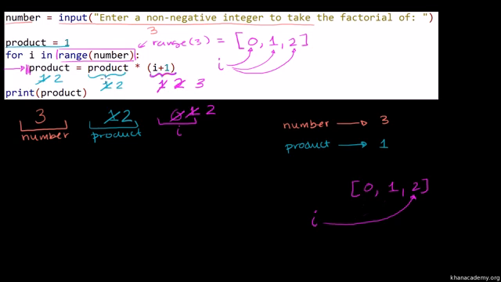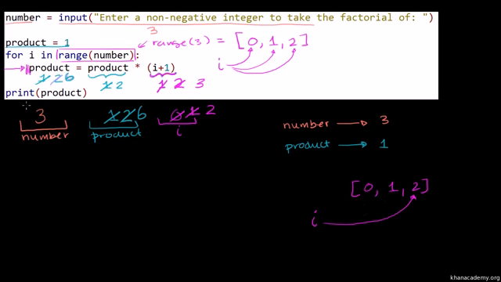So product is now 2 times i plus 1. i is 2, so i plus 1 is 3. So you have 2 times 3, which is now going to be 6. So the new product is now 6. And now we try to execute the for loop again.